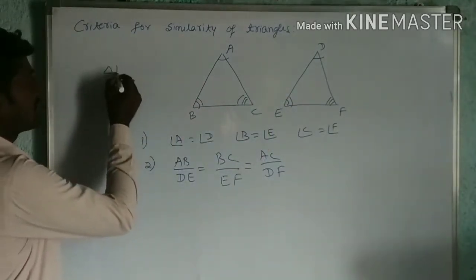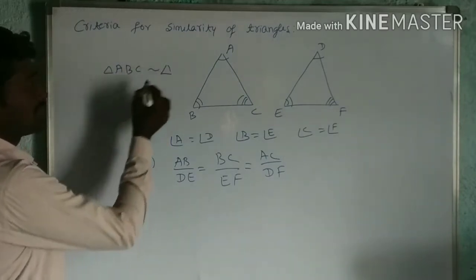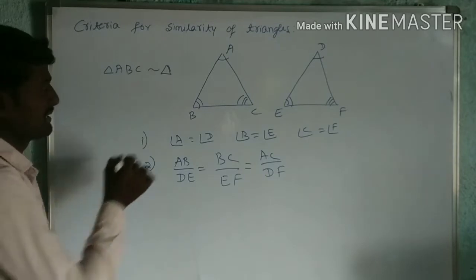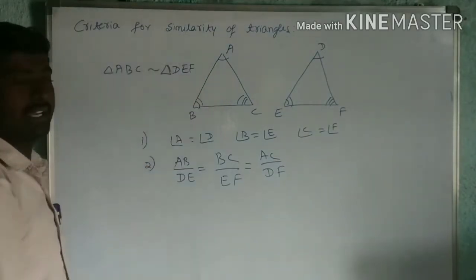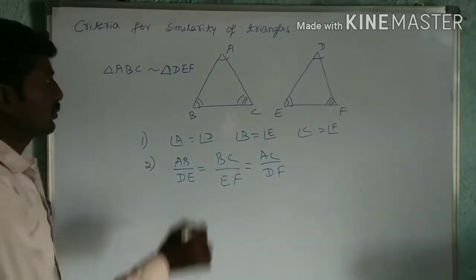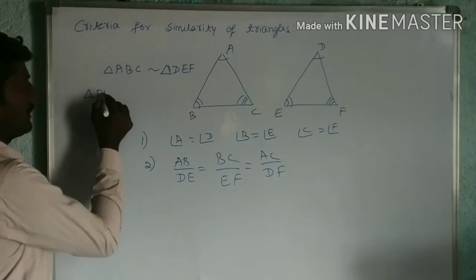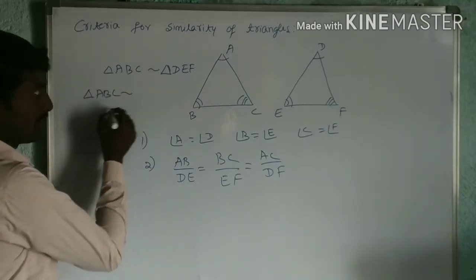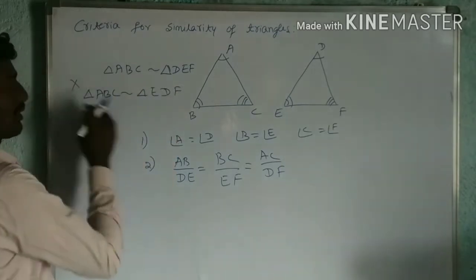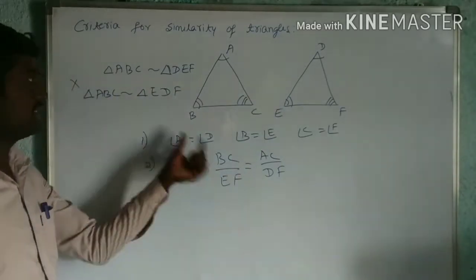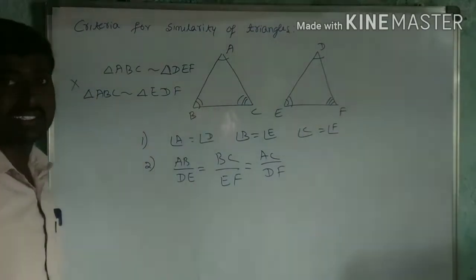Triangle ABC is similar to, this is the similarity symbol, triangle DEF. Here one thing you should remember: if I write triangle ABC is similar to triangle EDF, this is wrong. According to the given condition, this will be wrong. So you have to see the corresponding vertices.